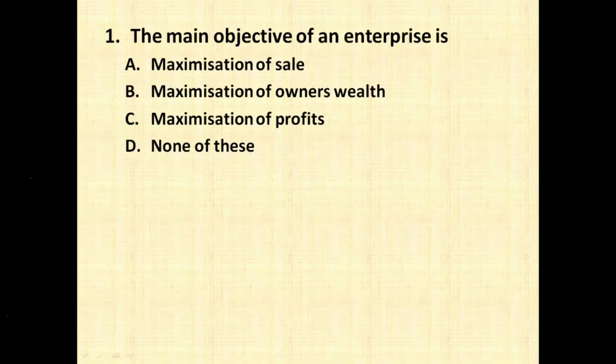The first question is, the main objective of an enterprise is. So they have given you different objectives. You have to find out which is the main objective of an organization or an enterprise. Now maximization of sales cannot be the main objective. Maximization of profit also cannot be the main objective. So which is the main objective? Maximization of owner's wealth, or wealth maximization, is now a main objective of every enterprise.